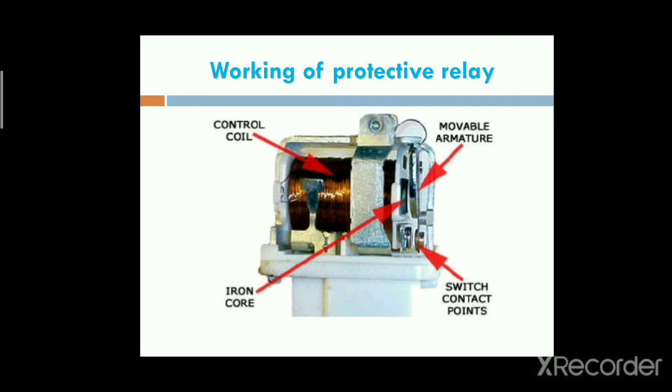Next, this is the practical view of a protective relay. This is the control coil, and these are the iron core. This is the movable armature, and this is the switch contact point. This is the working diagram for the protective relay.